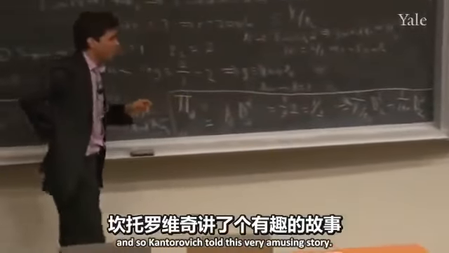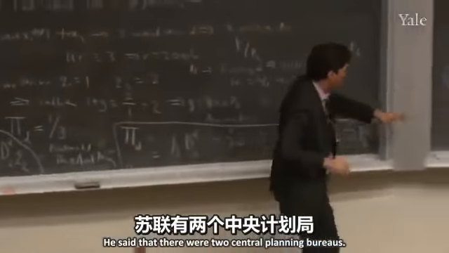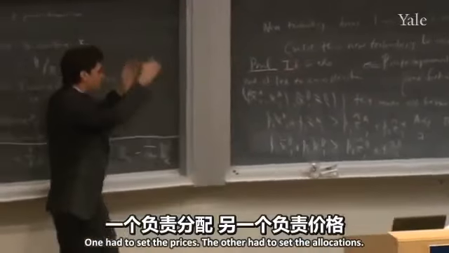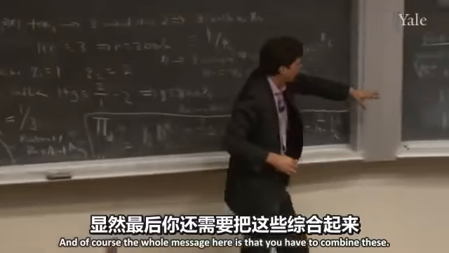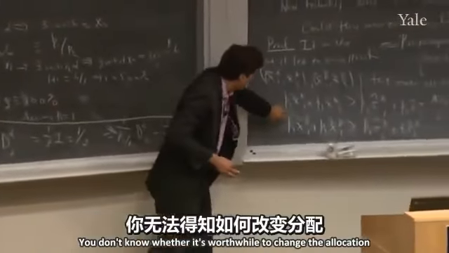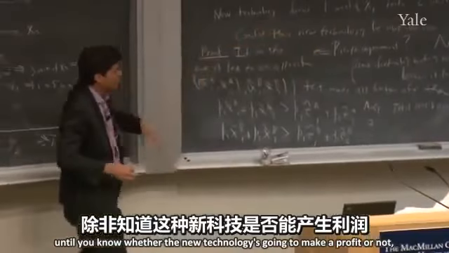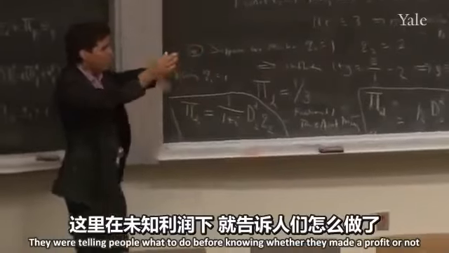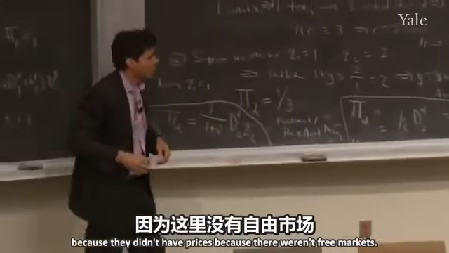And so Kantorovich told this very amusing story. He said that there were two central planning bureaus. One was in charge of allocations and one was in charge of prices. One had to set the prices, the other had to set the allocations. And of course, the whole message here is that you have to combine these. You don't know whether it's worthwhile to change the allocation until you know whether the new technology is going to make a profit or not. And here they had the two things separated. They were telling people what to do before knowing whether they made a profit or not, because they didn't have prices, because there weren't free markets.